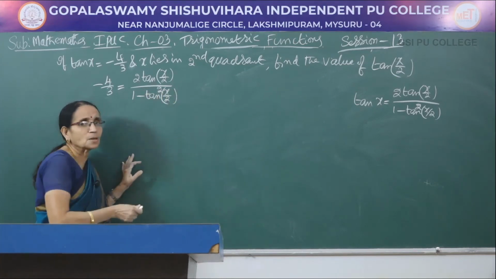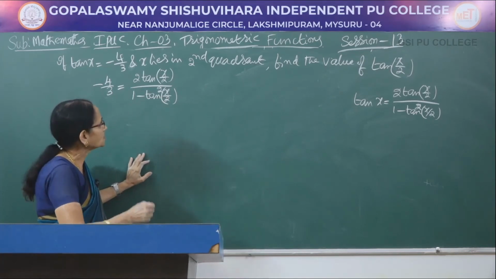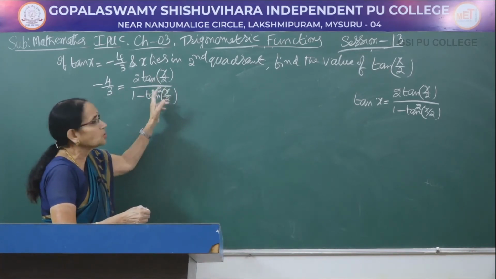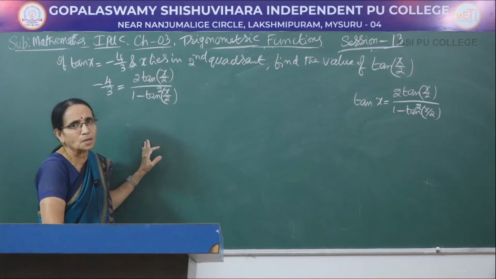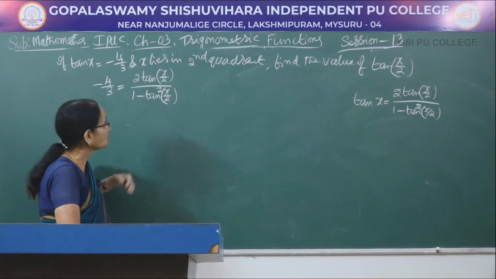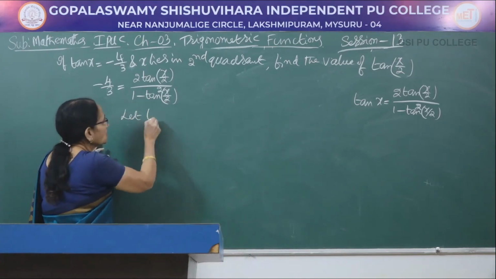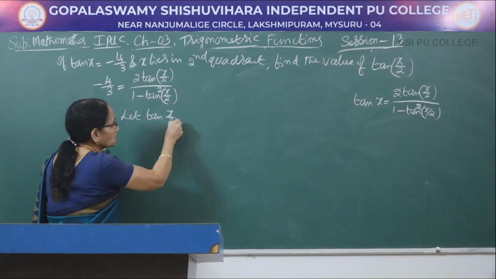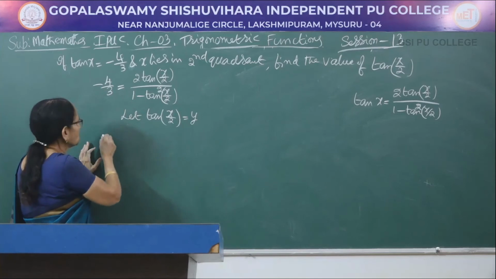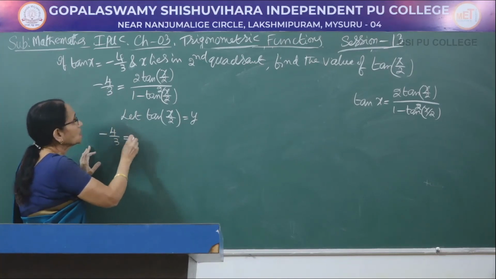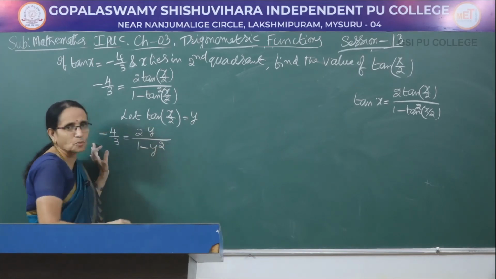Now, you can keep tan x by 2 as it is. Cross multiply, then we can get the value. But I just make an assumption so that each time you need not write tan of x by 2. For that I'll be using some other variable. But finally, we have to find the value in terms of tan only. So, what I do is, for our convenience, let tan x by 2 be equal to y. Now, come to this one. It is minus 4 by 3 equal to 2y divided by 1 minus y square.